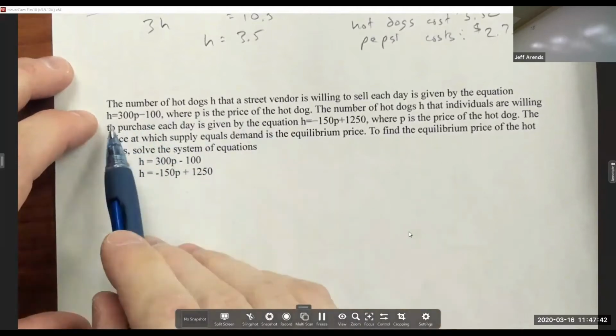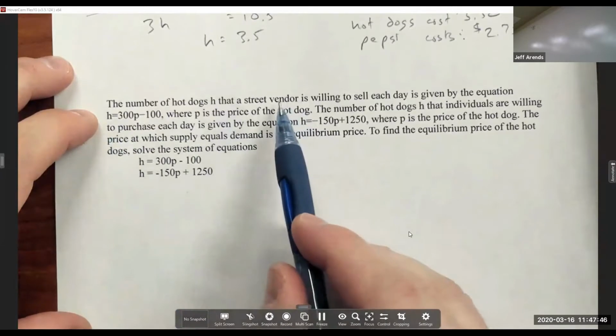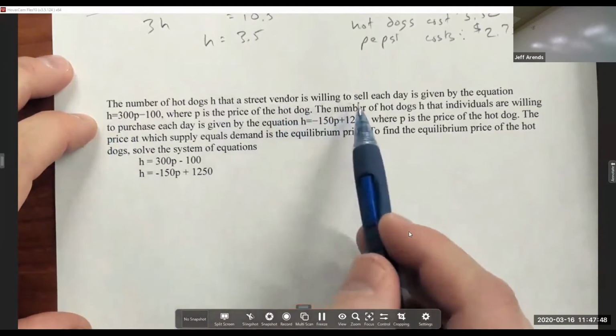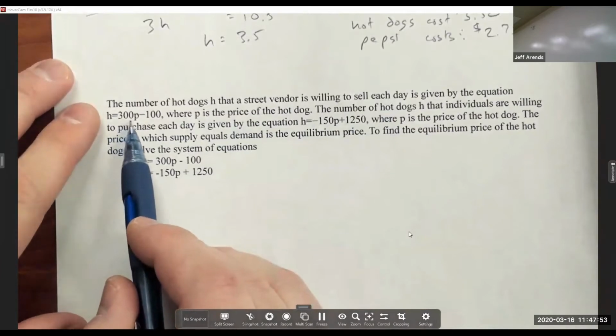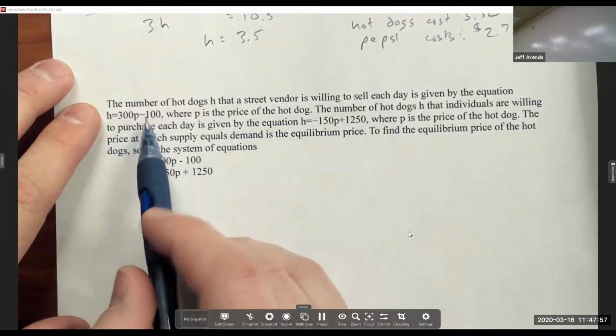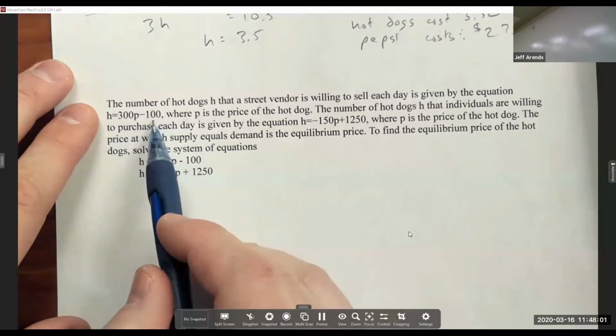Here we have the number of hot dogs that a street vendor is willing to sell, which is based on the price of the hot dogs, because they value their time. If they're not making enough money off the price of the hot dogs, they're not going to go out there for very long. So this is what's called a supply equation if you go into economics.